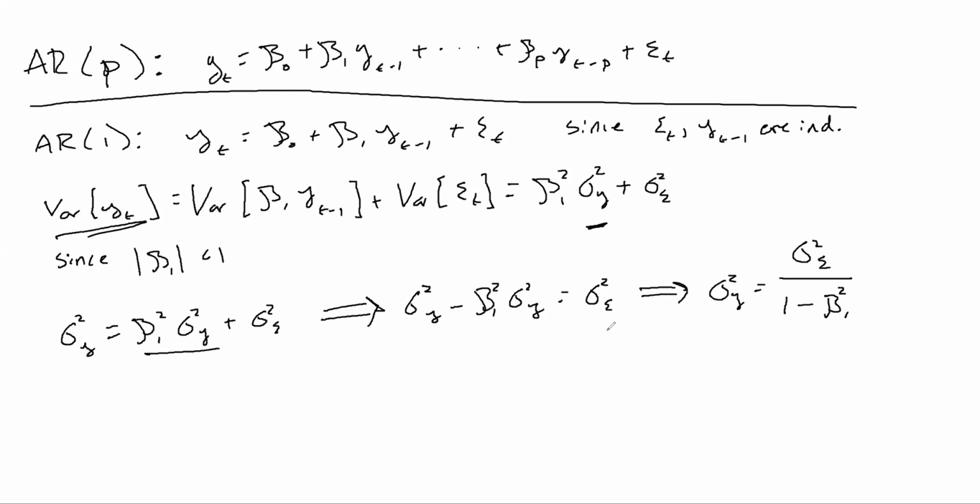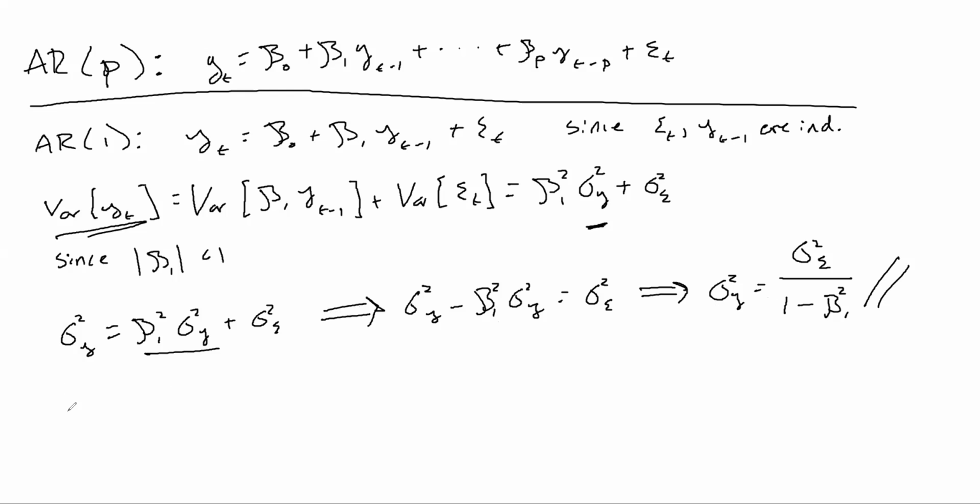This would be the same thing if there were more lags. So the process to solve for the variance of y, the variance of our process, would be the same steps for a larger order. So this is the variance of our AR1 process. And again, if this was an AR order of P, then you would go about solving it the same way as an AR1. You just have more coefficients.